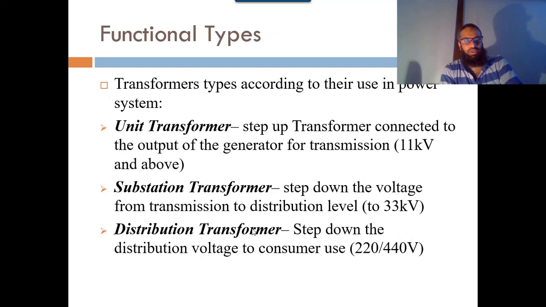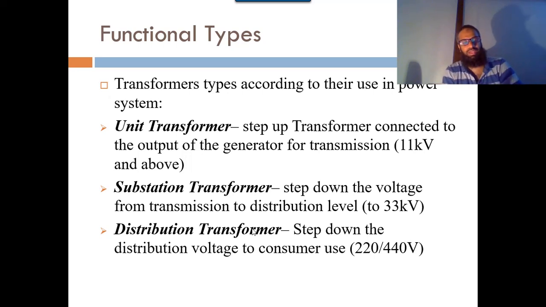So if we see the functionality of the transformer, we can say that we have three types of transformer. One is unit transformer. Unit transformers are usually step up transformers connected at the output of the generator side. So in the generator side, the input would be 11 kV and it will step up to 132 kV or above. So in between, the second type is substation transformer, and substation transformer is usually a step down transformer, which are usually a 33 kV or 11 kV system.